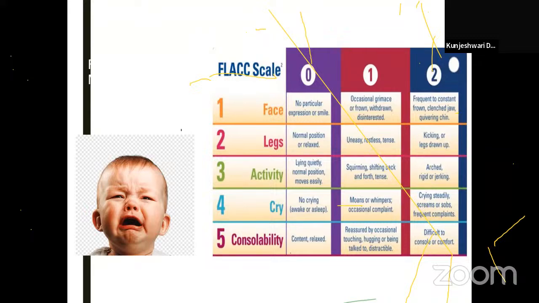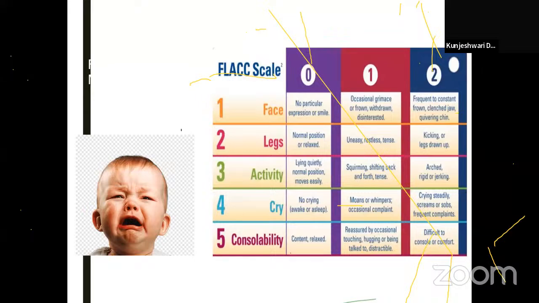So what is that about the leg? If it is severe pain, the child is crying, kicking, or the leg is drawn up. When the child keeps crying, the child will start kicking, and the leg will be drawn towards the body. So this is what you can think of as number 2 when it comes to legs. Now, what is the child's activity? You all know that when the child is having pain, the child will not be moving around. The child will be so tense. One more thing is the child will be rigid, and you will find a kind of jerk. So that is what activity is all about.